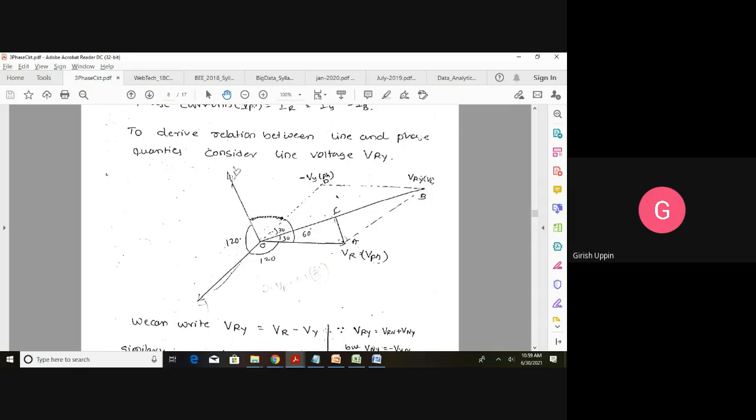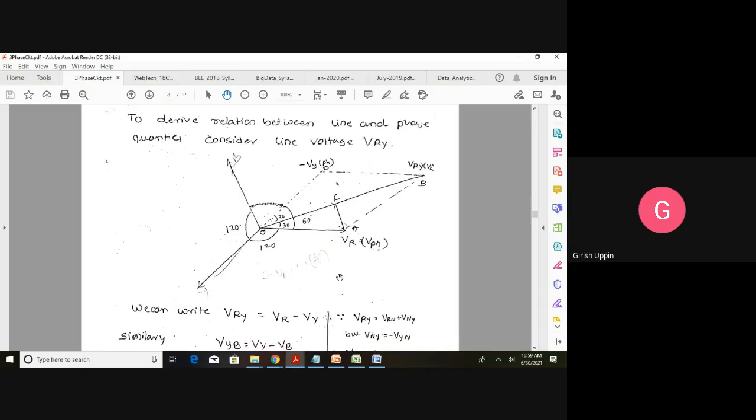So what is VB? VB is the phase voltage for the B phase. Now I have VR and VY 120 degree apart, VY and VB 120 degree apart, and this angle would also be 120 degree, as we know that the complete angle of this circle is 360 degree. Now we have to find the relation between the line voltage and the phase voltage.